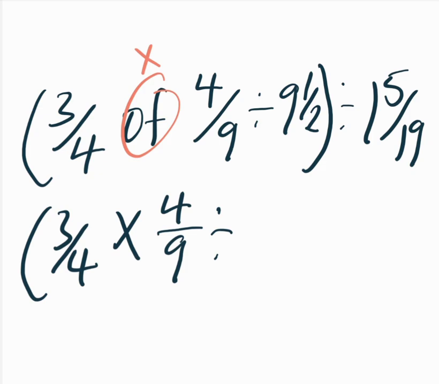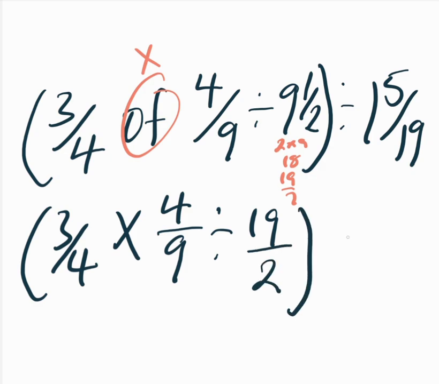2 times 9 is going to give me 18. 18 plus 1 is going to give me 19. 19 over 2. This is an improper fraction, right? So let me go to my black ink. Here I'm going to have 19 over 2, close the bracket, right?